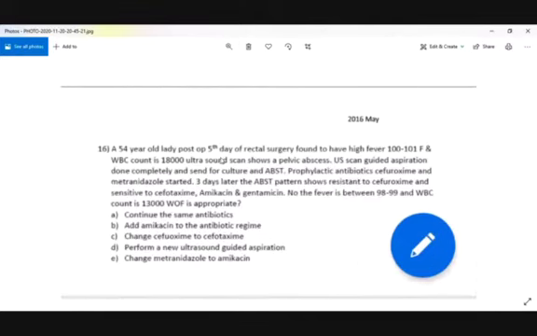A 50-year-old lady, post-op 5th day of rectal surgery, is found to have high fever of 101 and a WBC count of 10,000. Ultrasound scan shows a pelvic abscess. Ultrasound-guided aspiration is done completely and sent for culture and ABST. Prophylactic antibiotics cefuroxime and metronidazole are started. Three days later, the ABST pattern shows resistance to cefuroxime and sensitivity to cefotaxime, amikacin and gentamicin. Now the fever is between 98 and 99 and the WBC count is 30,000. Which of the following is appropriate? What do you do?